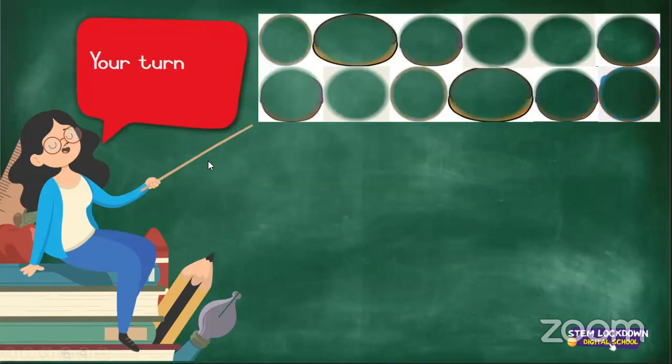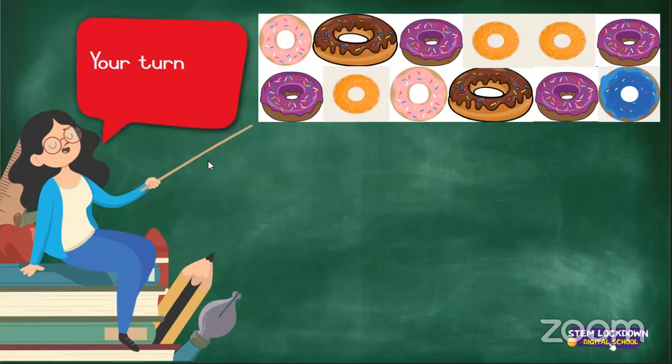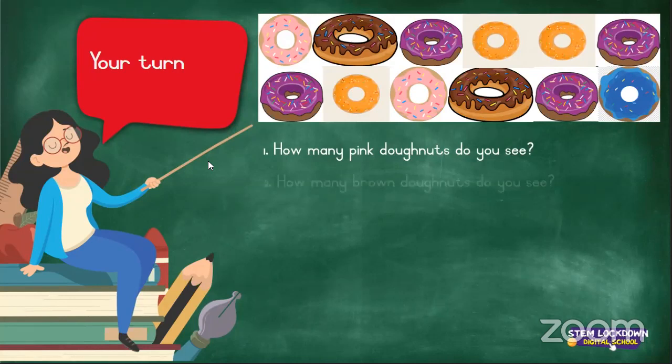Now it's your turn. Let's see what's on the screen. Delicious donuts. Do you like donuts? Yes, so delicious. How many pink donuts do you see? Write the answer on your page. So next to number 1, write the answer. Good. Let's move on to number 2.